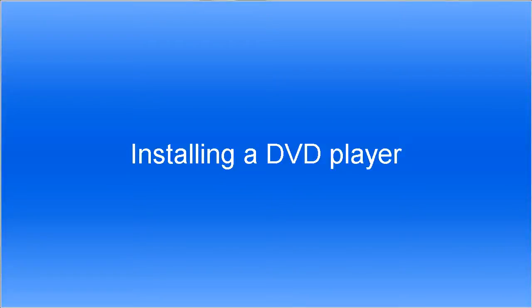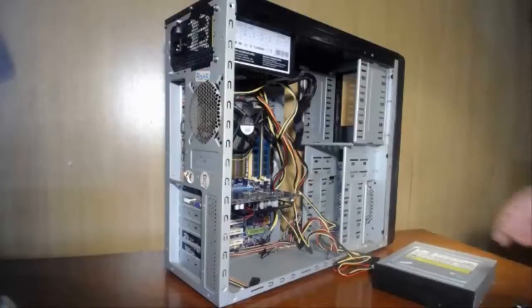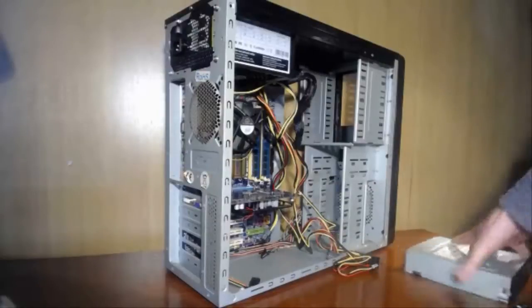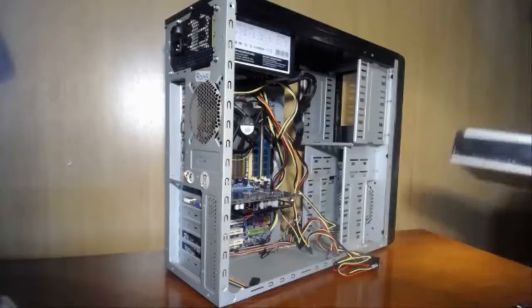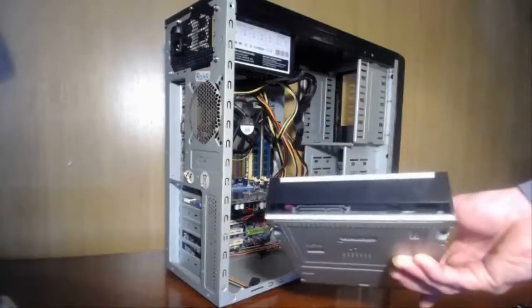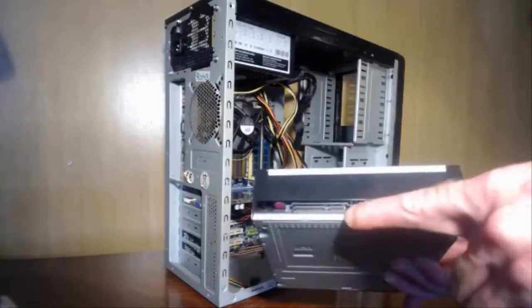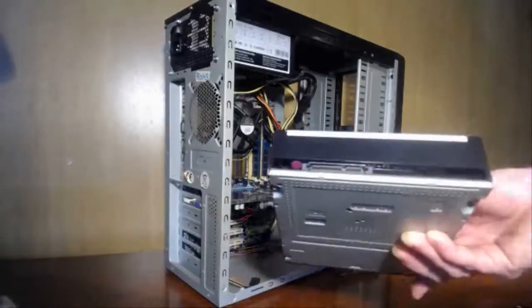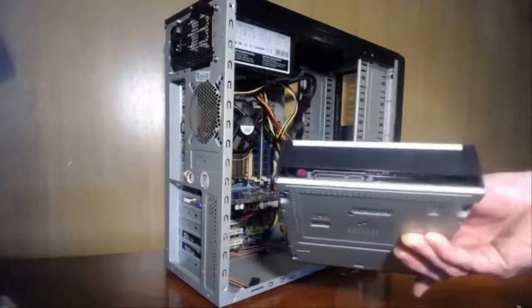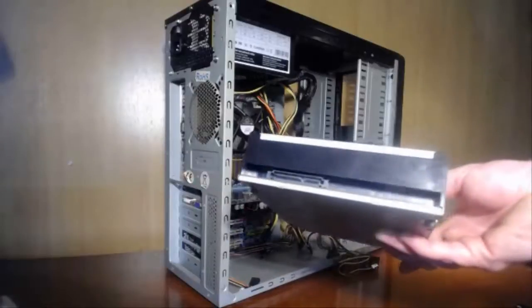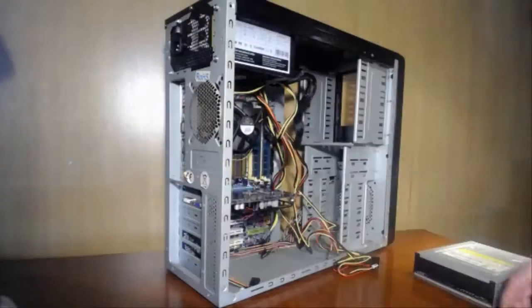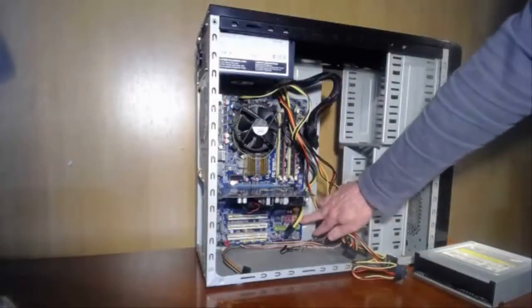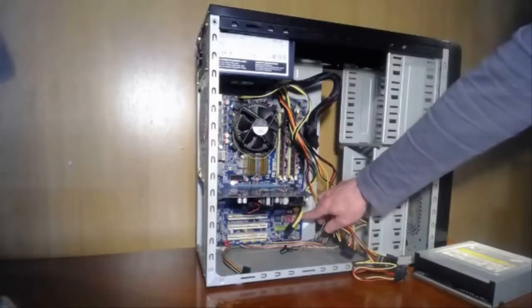Now, next job is to install the DVD player if you are going to install one. And basically, you have 2 connections to make to the DVD player: your data connection and your power connection. So this is a SATA connect. These are SATA connectors that are on this particular model of DVD player. So you'll need a data connector to install in one of the SATA connections on the motherboard.